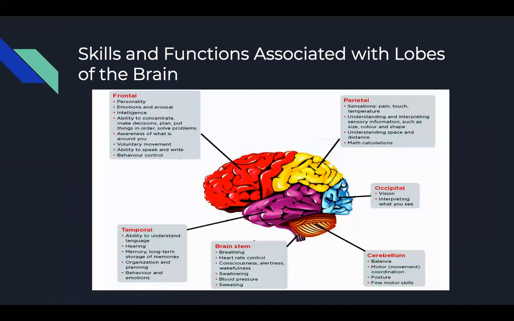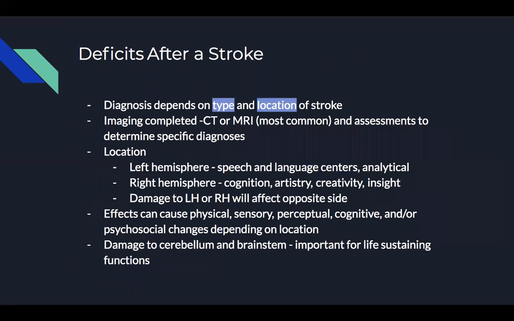Okay, deficits after a stroke. The diagnosis of a stroke is going to depend on the type and the location. Imaging is usually done first thing when a person arrives to the hospital with a stroke. Either a CT scan or an MRI is the most common. And then professionals will come in and assess different areas, like speech pathology will assess some of the cognition and changes in the brain.